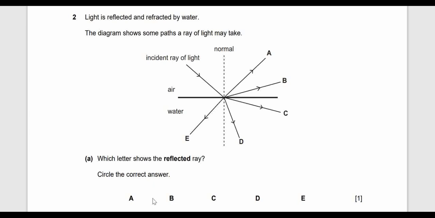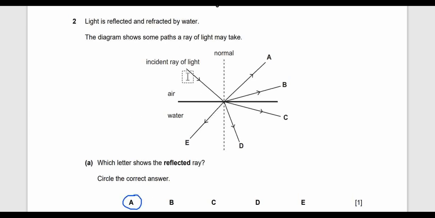Alright, let's open up the answer. Well, it's A. Here, A. The angle of incidence is equal to the angle of reflection, so it bounces back at the same angle as the angle of incidence. That will be the explanation. Now we move to 2B.